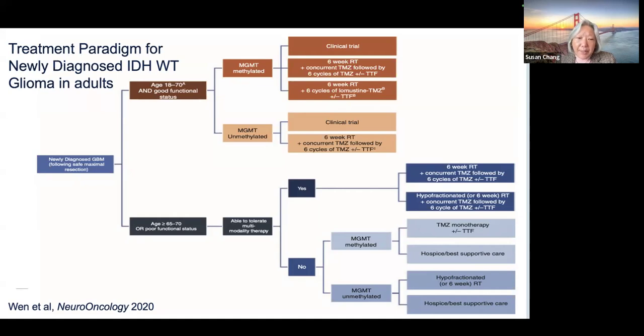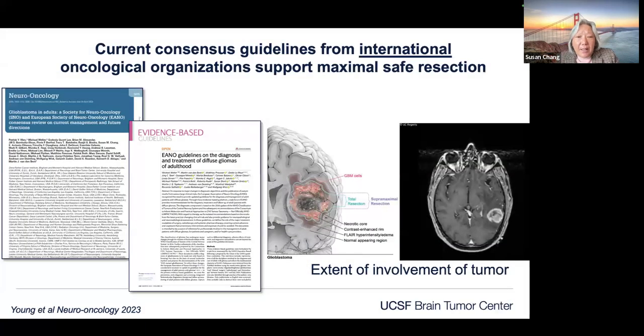We point out, of course, that maximal safe resection is the first decision-making point when we see a patient with this type of tumor. And consensus guidelines internationally have really supported maximal safe extent of resection, and I'm focusing on this because of the audience. But as you can see here, both the SNO and IANO guidelines do recommend maximal safe resection.